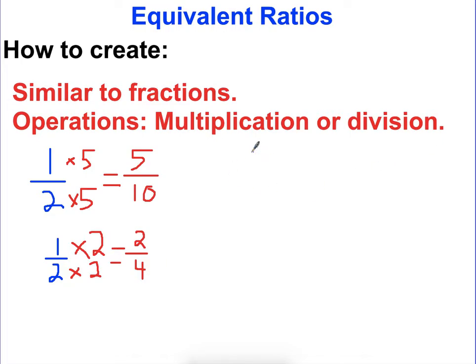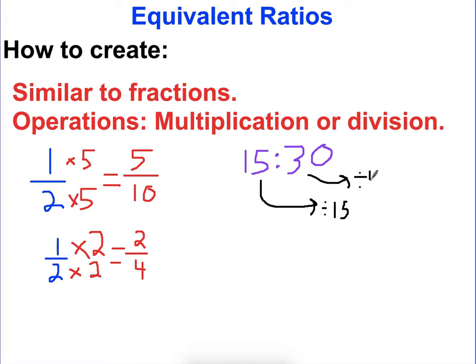Let's say we start with a ratio of 15 to 30. If I recall that I can divide both of those by 15, and I'll get a whole number for each of them, then the equivalent ratio that I make here will be 1 to 2.